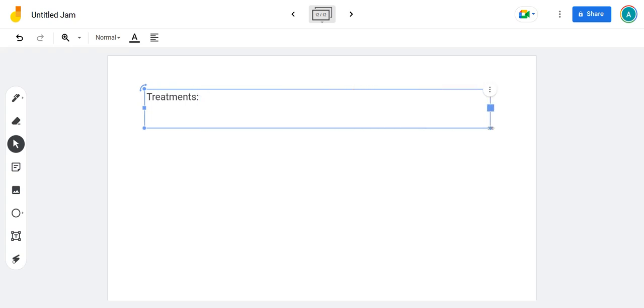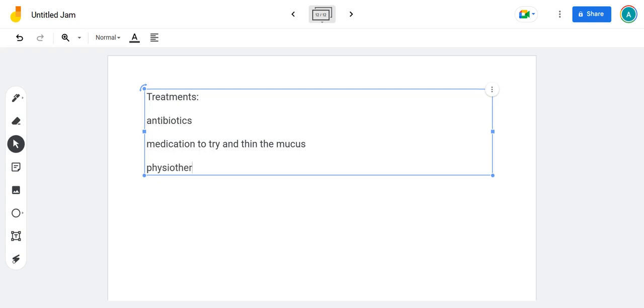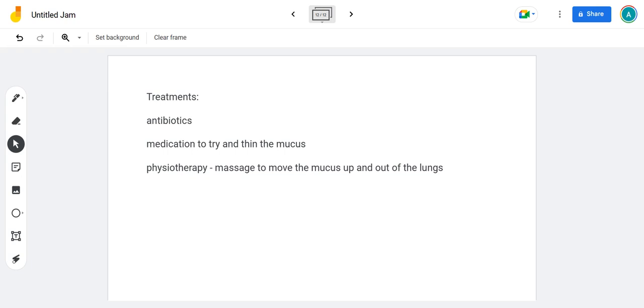Box a bit bigger. So we're going to have antibiotics, some medication to try and thin the mucus, and physiotherapy, which is like a massage to move the mucus out of the lungs. Okay, so it's a very, very intense treatment program that you'd have if you have cystic fibrosis. It would affect your daily life, spending a lot of time in your room on your own, probably going through these motions to try and just keep yourself breathing well enough to survive, really.